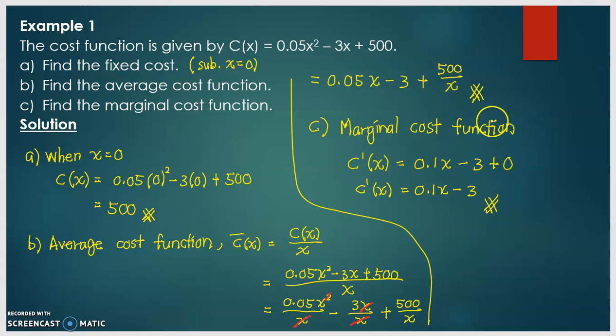Jika kita nak cari marginal cost function, senang saja. Kita hanya perlu differentiate cost function. Kita kena bezakan cost function. Jangan pergi differentiate average cost function. Differentiate cost function saja. And we should get the marginal cost function. Maka kita akan dapat marginal cost function.